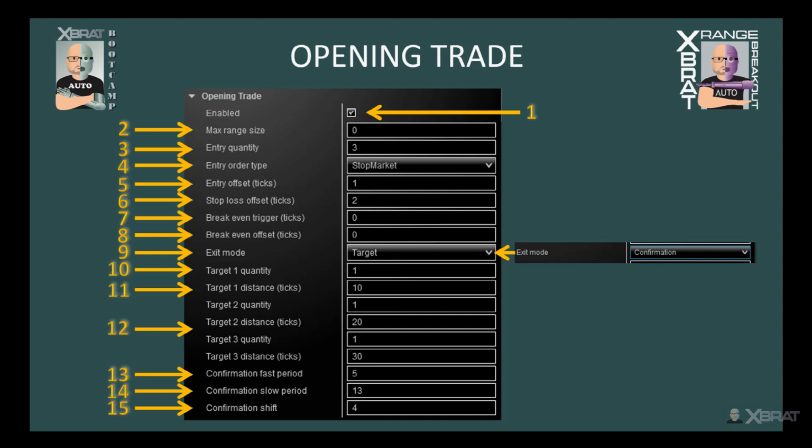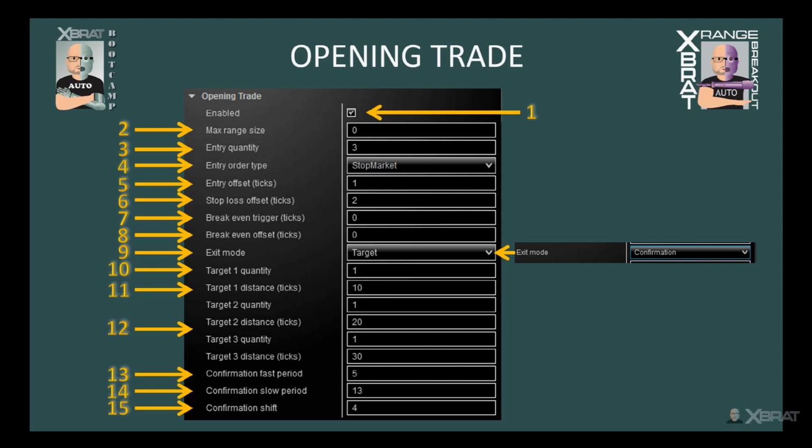Number 5, entry offset, is the amount of ticks above the opening range for longs and below the opening range for shorts. The default is 1, but if an instrument's particularly volatile and fast, you may want to consider 2 or 3. For example, that entry offset is 1 tick above the high for longs, and 1 tick below for shorts. That's very, very tight, and if it's an NQ, you'd probably use 3 ticks because they move that fast.